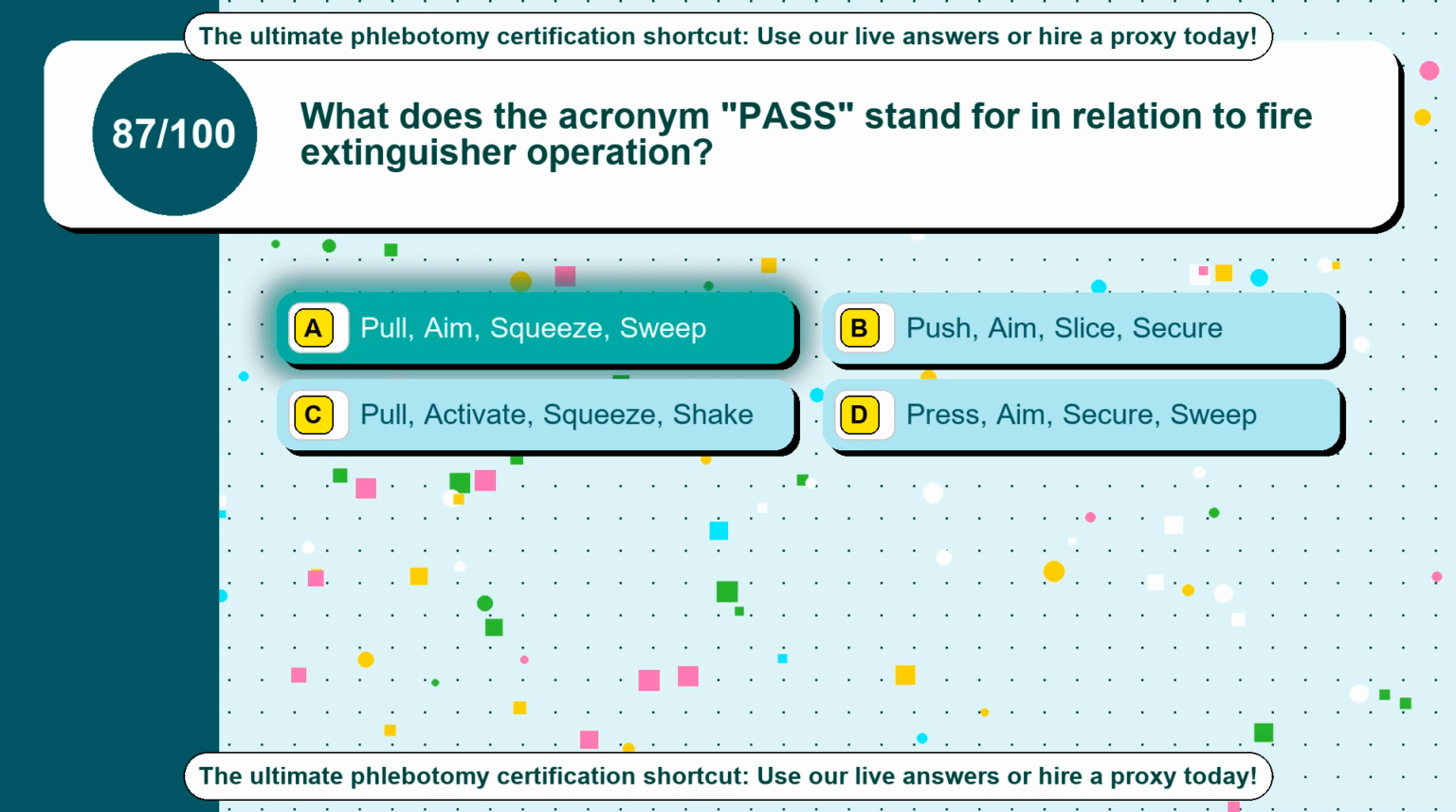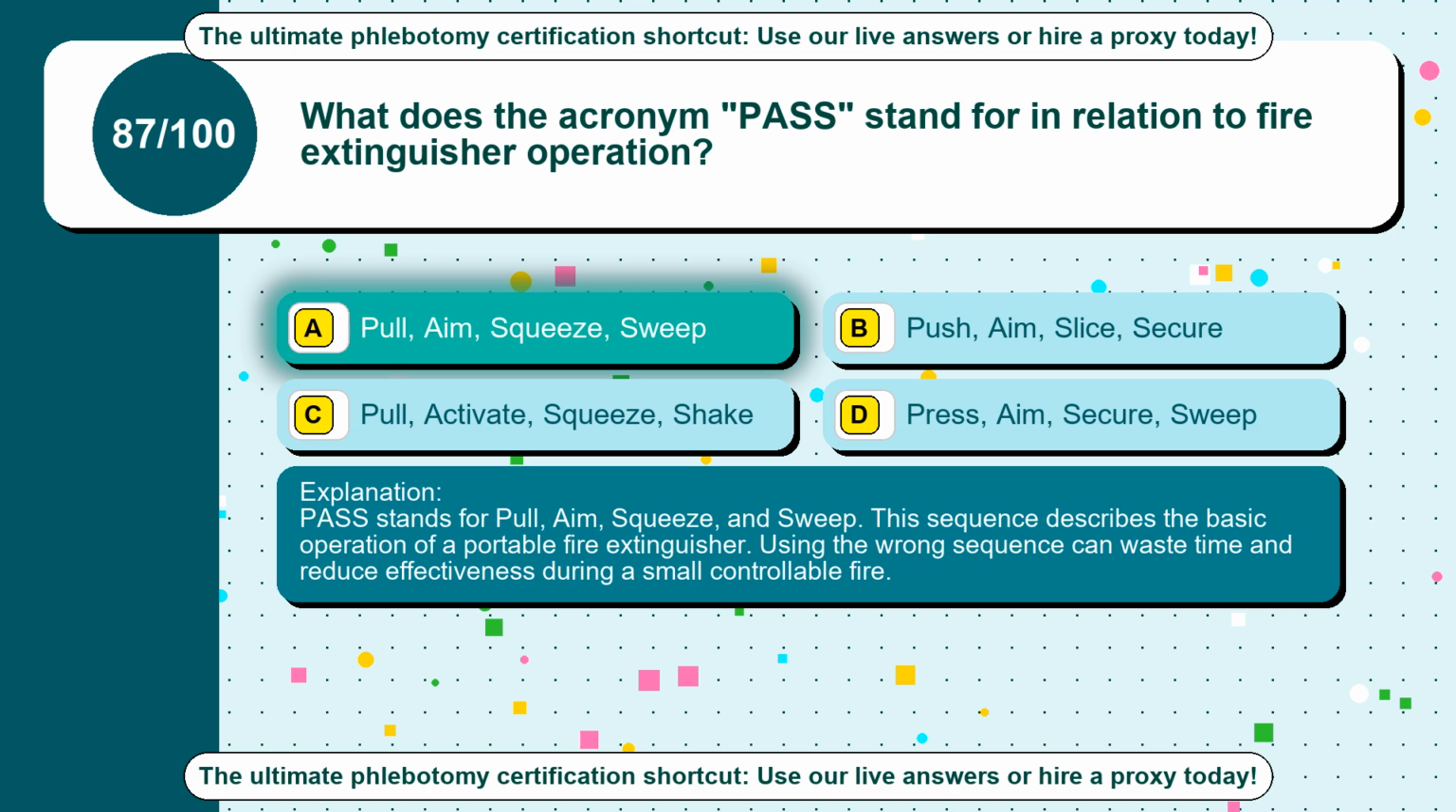The correct answer is option A. Pull, aim, squeeze, sweep. PASS stands for pull, aim, squeeze, and sweep. This sequence describes the basic operation of a portable fire extinguisher. Using the wrong sequence can waste time and reduce effectiveness during a small controllable fire.